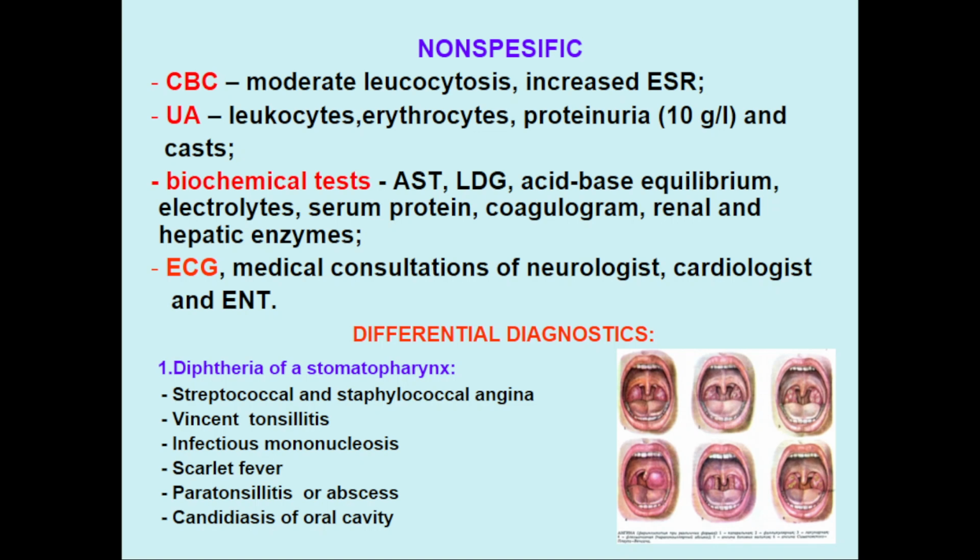Differential diagnostics. Diphtheria of pseudotypharum should be differentiated from streptococcal and staphylococcal angina, Vincent tonsillitis, infectious mononucleosis, scarlet fever, paratonsillitis or abscess, candidiasis of oral cavity. In staphylococcal and streptococcal angina, the covering will be removed without bleeding and rather easily because it's due to pus and causes a different swab. Vincent tonsillitis is necrotic tonsillitis, so when you remove the covering, it may bleed, but the necrosis is removed easily, and it may be without high temperature, without expressed pain.